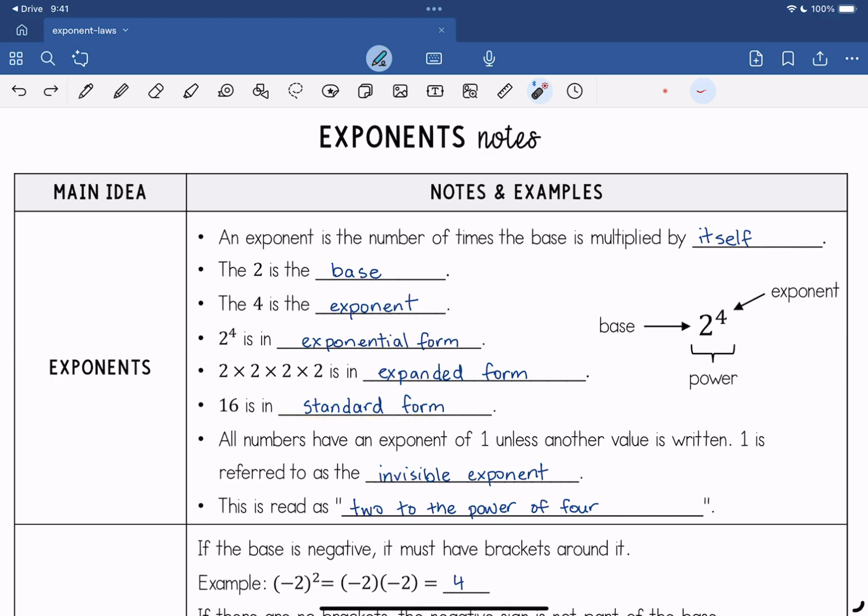All numbers have an exponent of 1 unless another value is written. 1 is referred to as the invisible exponent. For example, if I have 5, there's an imaginary 1 there. So for any number, if you don't see an exponent, there's no point in writing the 1, we just assume there's a 1 there. This is read as 2 to the power of 2.